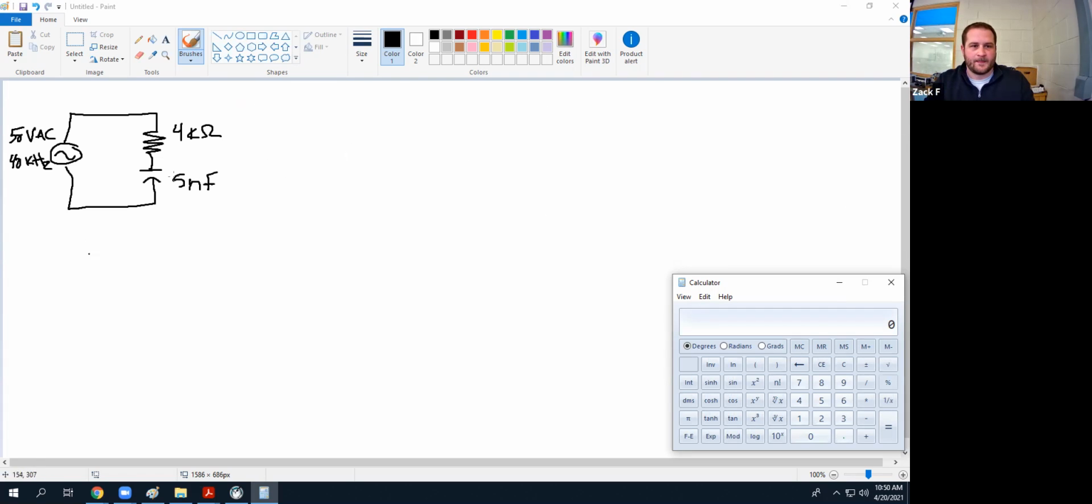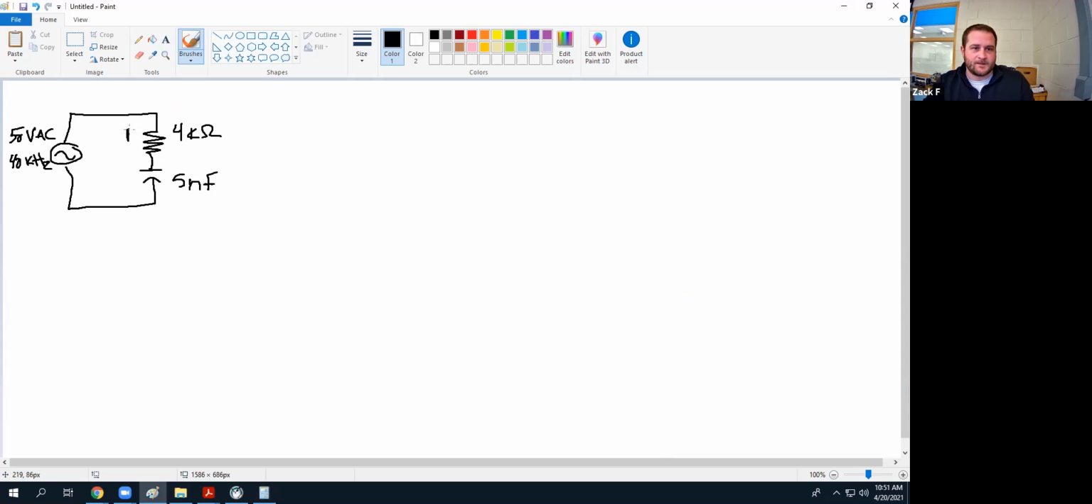Okay. In any circuit, we should be able to solve for total current, voltage, and resistance; resistive current, voltage, and resistance; and capacitive current, voltage, and resistance. So this is your resistor. This is your capacitor, correct?